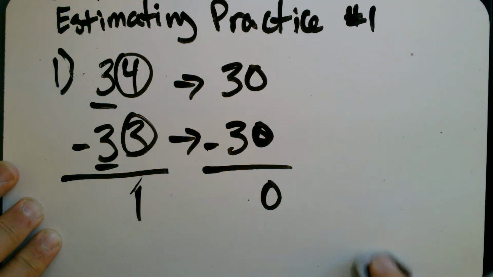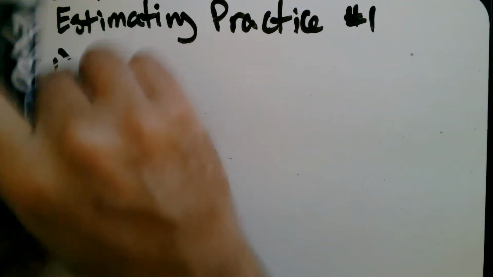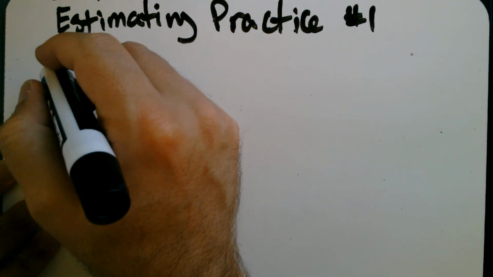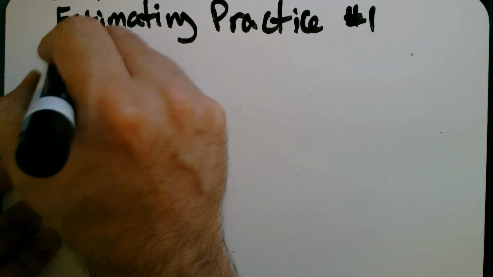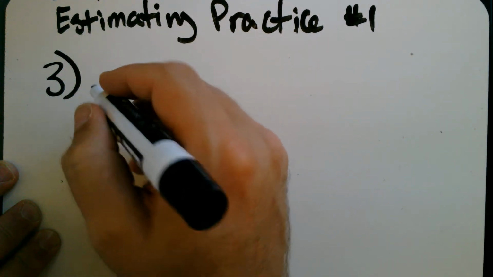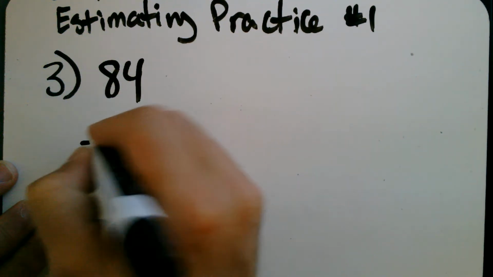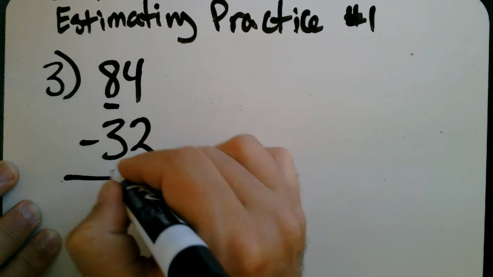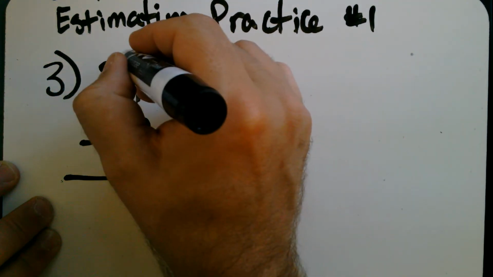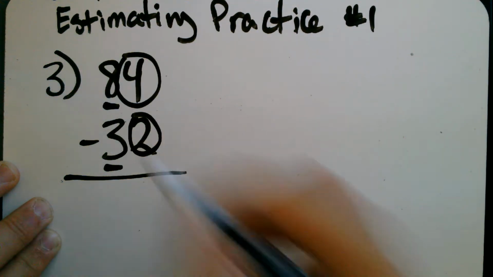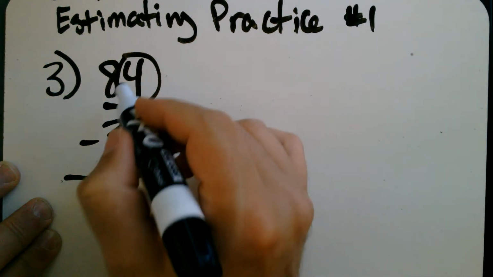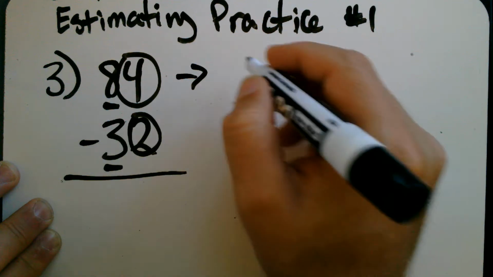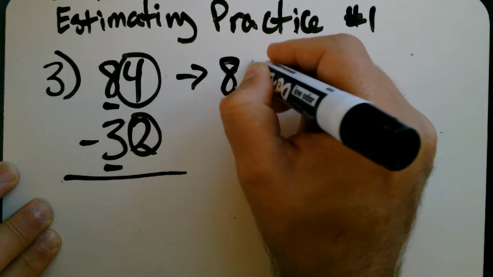All right, let's take a look at number 3. I'm sorry, I had that as number 1 again. I forgot to erase that. All right, so number 3, we've got 84 minus 32. So again, we're going to round to the tens place, circling the ones place because that's what we're going to look at to see what we're going to do. 4 or less, let it rest, so I'm not going to change my tens place. So 84, we're going to estimate or round that to 80.